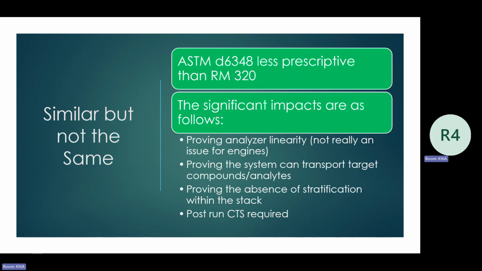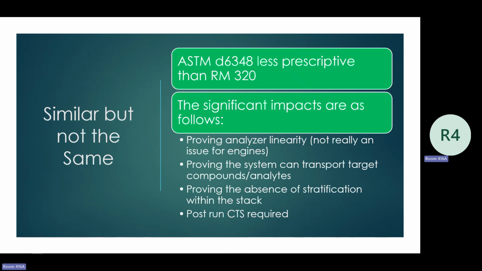Proving the system can transport target compounds and analytes. So this is our dynamic spiking, our analyte spiking. Under the ASTM, you really only have to take a look at the native concentration of the stack and then do a spike on your system for your target compounds of interest.